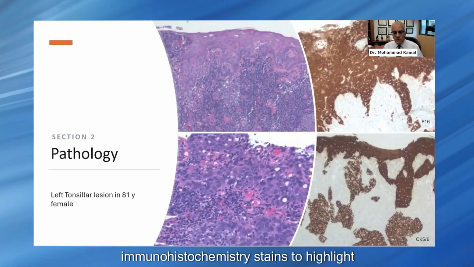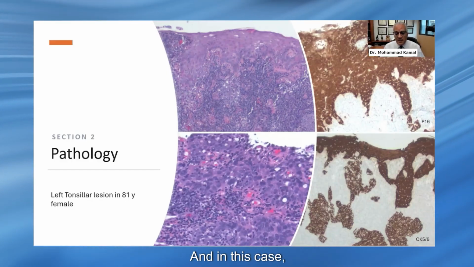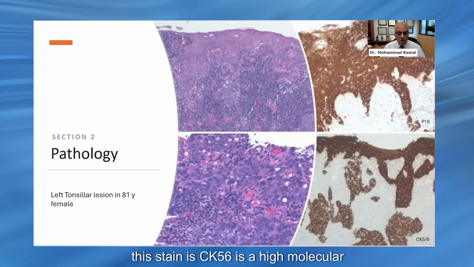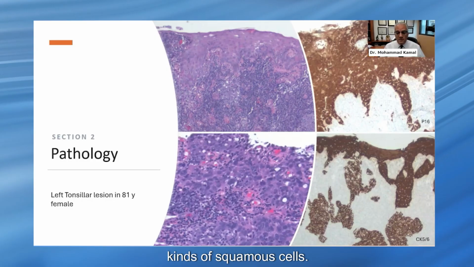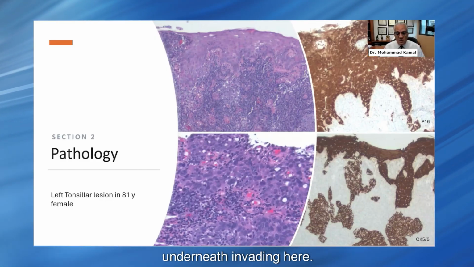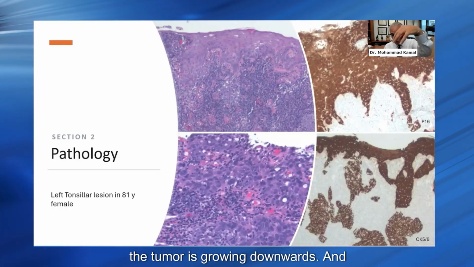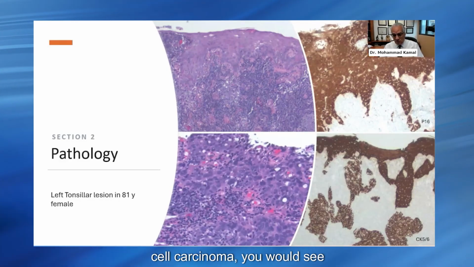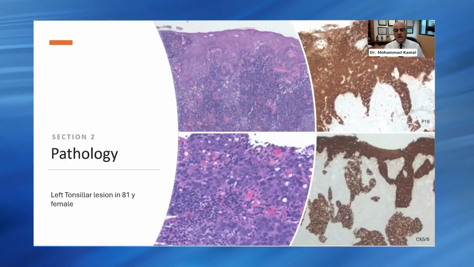And then we use immunohistochemistry stains to highlight various types of cells. And in this case, this stain is CK5/6, a high molecular weight keratin marker that highlights all kinds of squamous cells. So the benign on the surface and then the tumor underneath invading here. So this is a very nice way to demonstrate how the tumor is growing downwards. And if, for example, a skin cancer is a squamous cell carcinoma, you would see the tumor a lot of times is exophytic, is coming out.